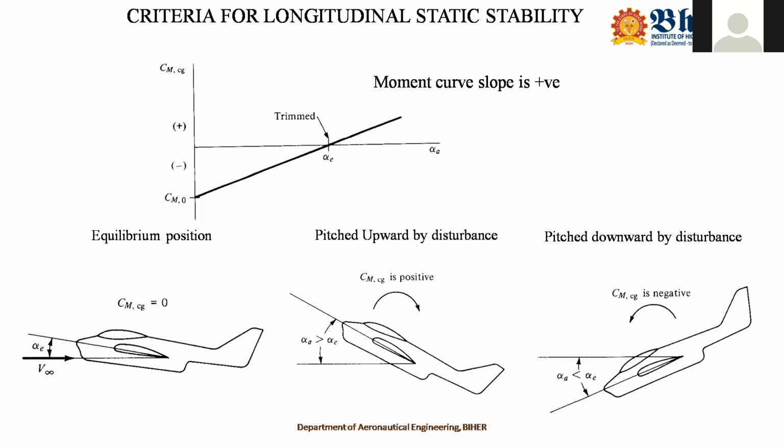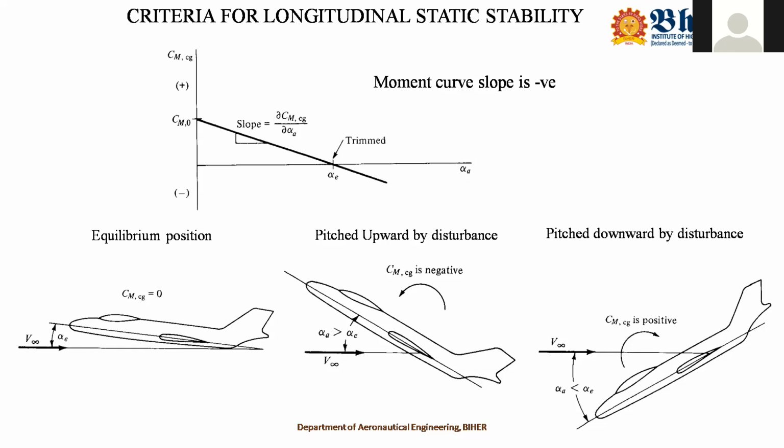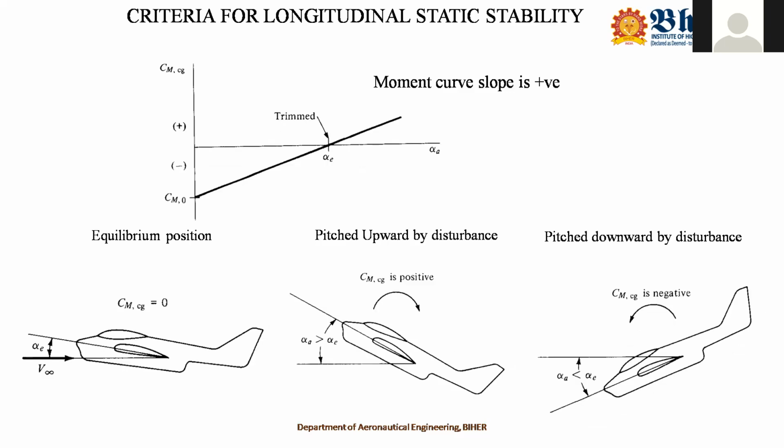So in this case, when it is pitched upwards by disturbance or pitched downward by disturbance, in both the cases, the craft is tending to move somewhere away from the equilibrium condition. So which means that it is completely unstable. So what is that you understood from the two observations? From the first case, you observed that if the plot is something like this, then the aircraft is tending to come back to the equilibrium condition. And if the plot obtained is something like this, then it is making the aircraft away from the equilibrium condition.